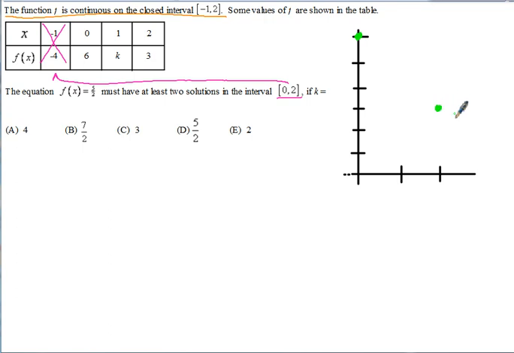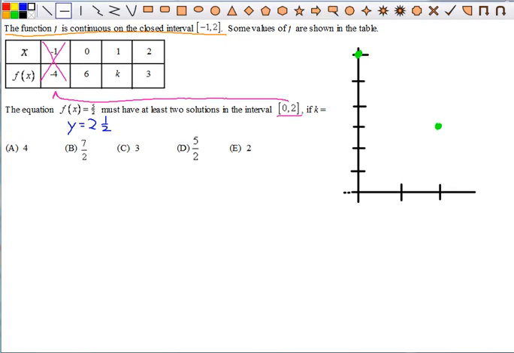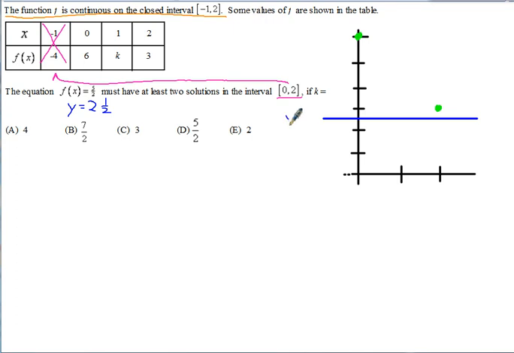So what it's asking is, which of these potential values for k, which is a y coordinate, would cause f of x, which is like y, equals 5 halves, or 2.5, to have 2 solutions? In other words, the function equals 2.5 at least twice. So let's graph y equals 2.5. That's just a horizontal line. In order for this to have 2 solutions, it has to cross this line at least twice.